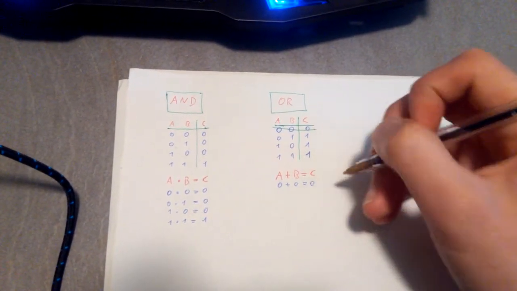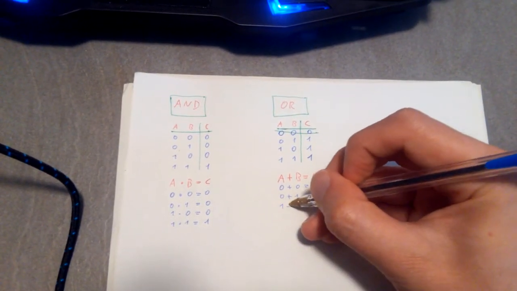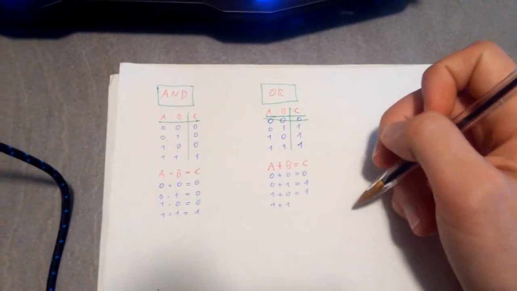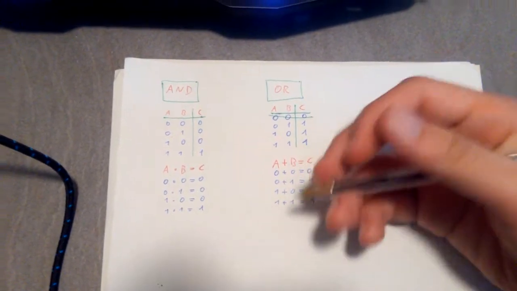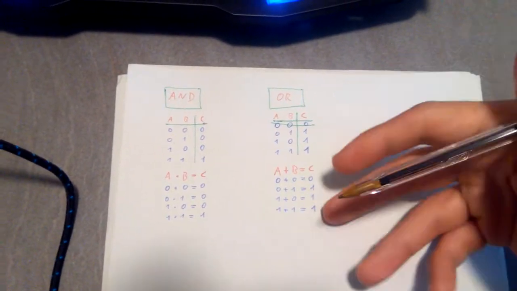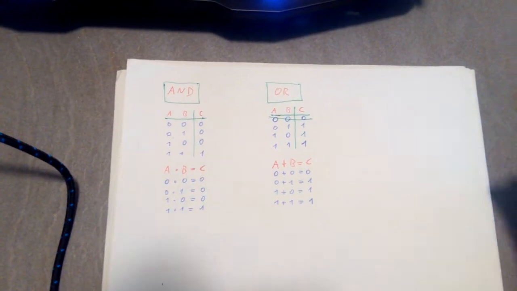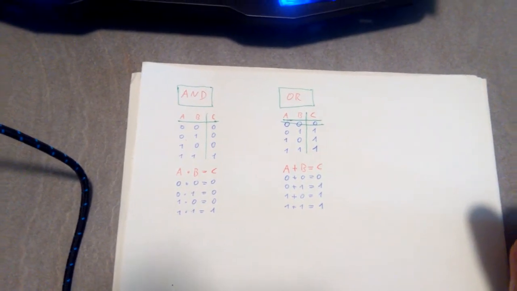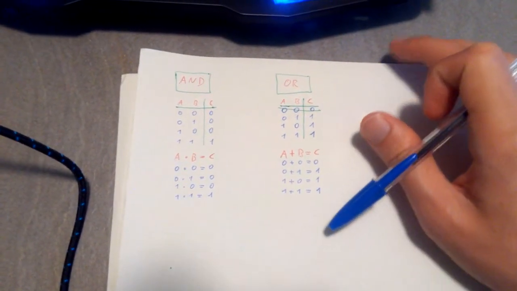And we can easily check this. 0 plus 0 is indeed 0. 0 plus 1 is indeed 1. 1 plus 0 is indeed 1. And 1 plus 1, well, it's not gonna be a 2, because we are in binary, so it will be 1. Okay, it's not properly the greatest explanation ever, but we're just gonna stick with this and say that it was 1. So yeah, it's pretty much verified, to be fair.